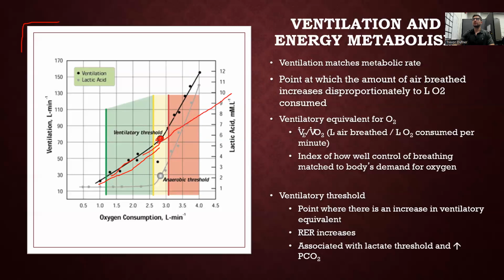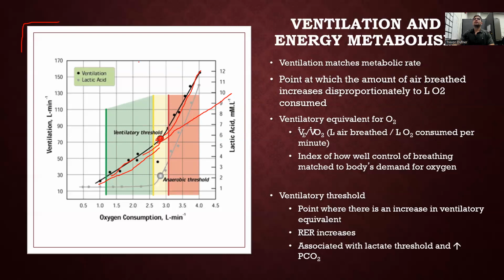But because of this ventilatory threshold, at this point, ventilation is increasing disproportionately. We see this greater spike right here. We see a bigger increase than you would normally see. And this bigger increase is because you are trying to remove acidosis from the body.